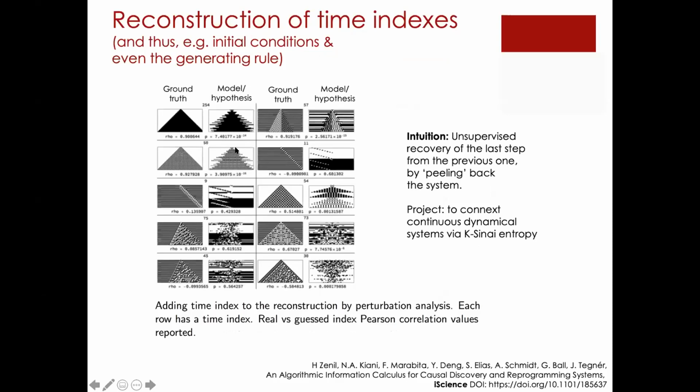And basically here there's an index. What we do is perturb every possible row and then look at the models that can explain those, and which ones minimize the cost of explaining one model from the next one. And basically what we have is a sequence of models that give us the time index of this cellular automaton.